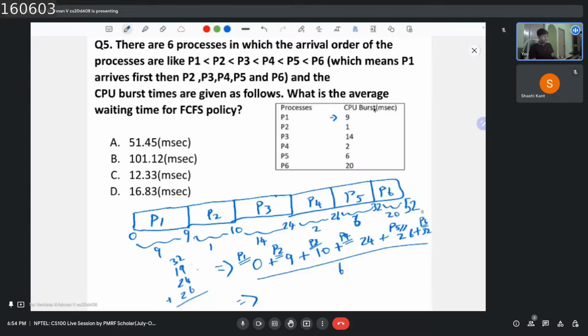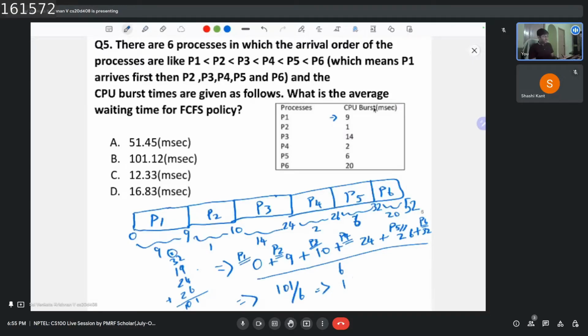So the sum is 101. So this is 101 by 6, which is nothing but 16.83.